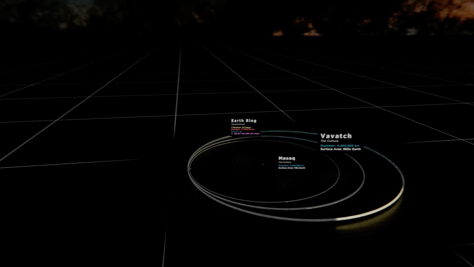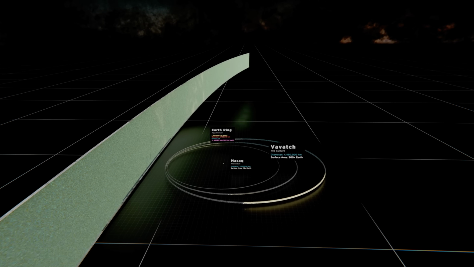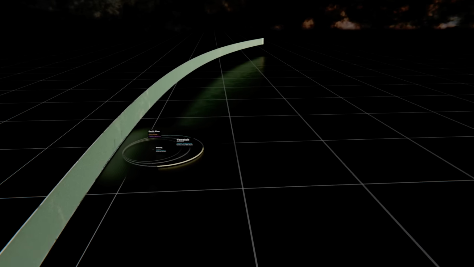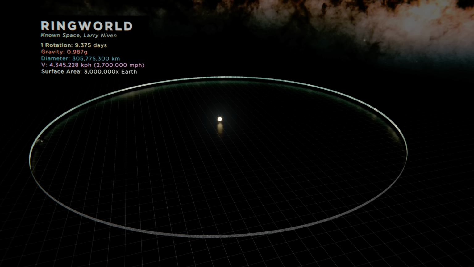But all of these are small scrith compared to the OG, Larry Niven's Ringworld. This thing is a true behemoth, standing at 1.6 million kilometers wide, with a radius slightly larger than the Earth's orbit around the Sun, at 150 million kilometers, making a total diameter of 300 million kilometers. And to produce just under 1 g, the Ringworld is rotating around the star once every 9.37 days, and its tangential velocity is 2.7 million miles per hour.